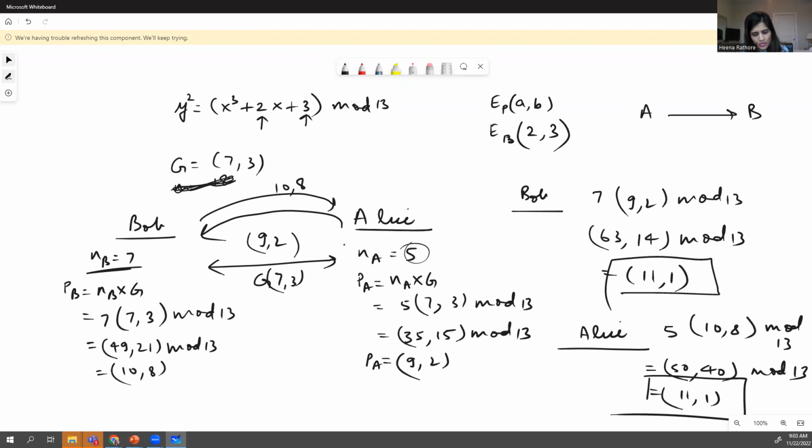So you can expect a question like this in the exam, where the value of P would be given, A and B would be given, the generator would be given, and also some private keys. Something like this you can expect in the exam. Or I can just ask you, what is the final value at the end? What is the secret key you are achieving at the end?